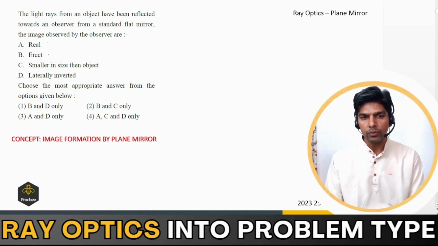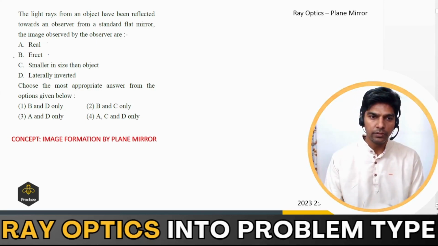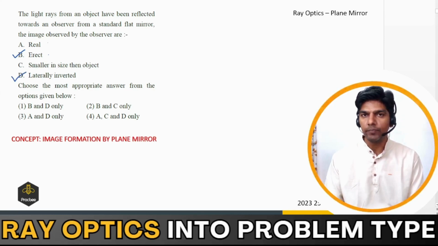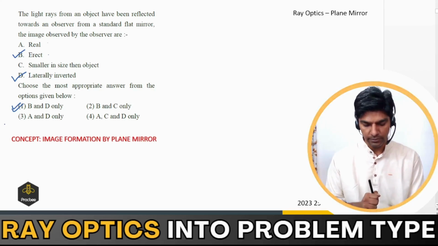Choose the most appropriate answer from the options given below. So we know that a plane mirror always forms an erect image, and the image will be laterally inverted. And it will be virtual, right? So B is correct. Small in size than object, that is incorrect, right? So B and D are the right options. So the answer will be option 1, right? So that is the answer.